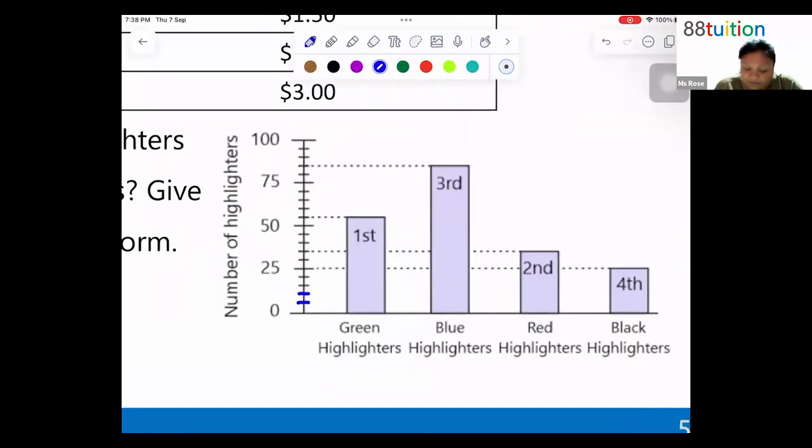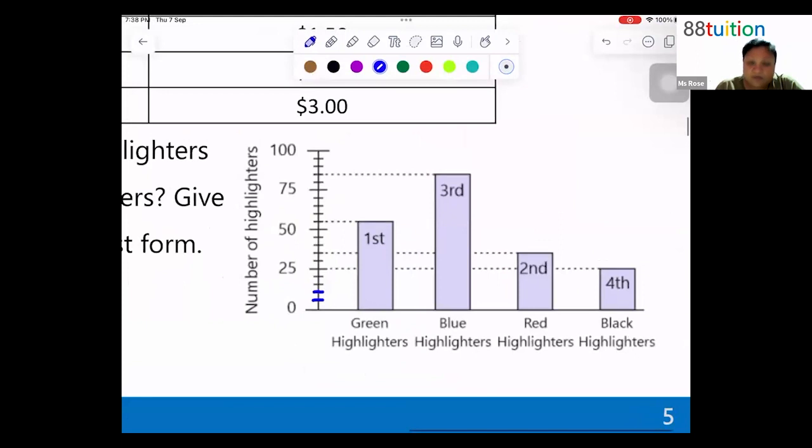Anyone? 5. Okay, so Heidi says 5, that's right. So how many green highlighters did the shop sell? Oh, first, second, third, fourth is confusing, is it? Okay. I shall take note of that.